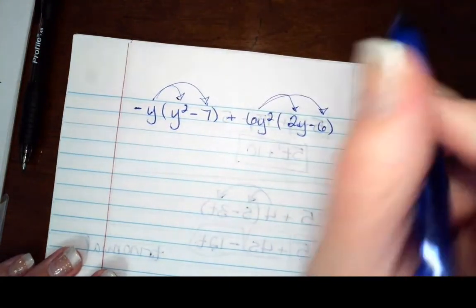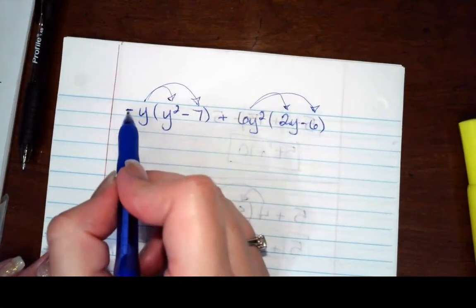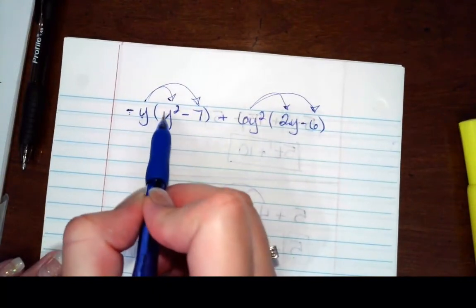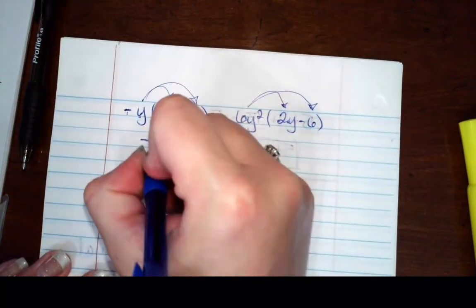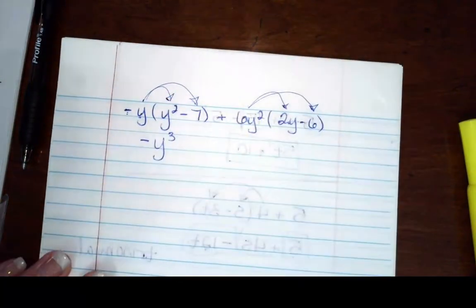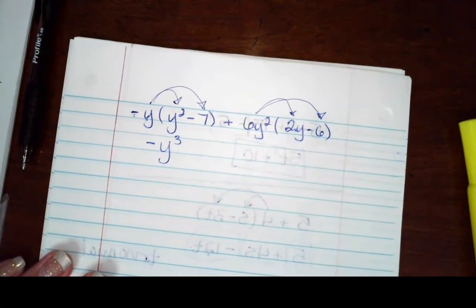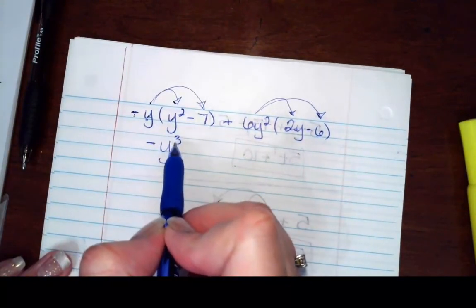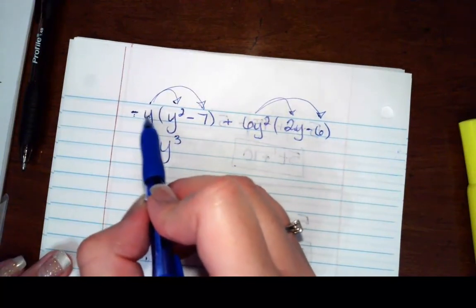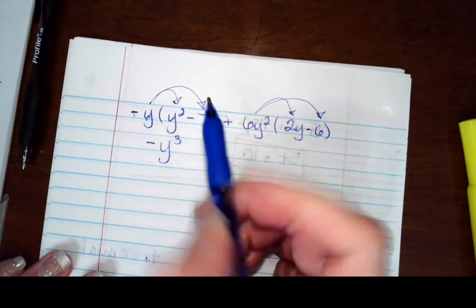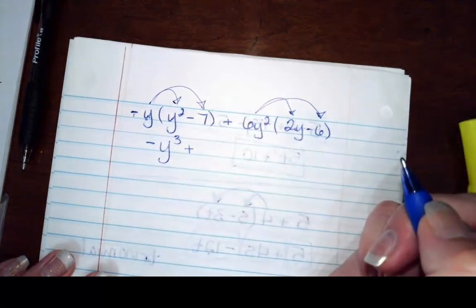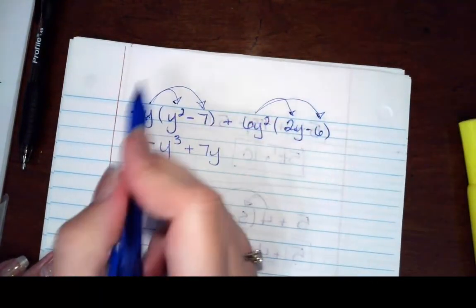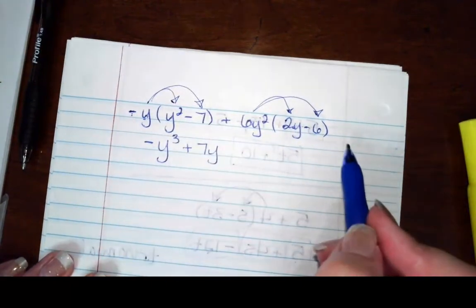on the inside. Okay, so I'm going to take this negative y first. I'm going to be careful with my signs. So a negative y times y squared is going to give me a negative y to the third. How many y's are you multiplying together? There's 1 here and 2 here, so I got 3 total. I've got a negative y times a negative 7. So a negative times a negative is a positive, and that gives me 7y. So I'm done with that first chunk. So move over to the next chunk.